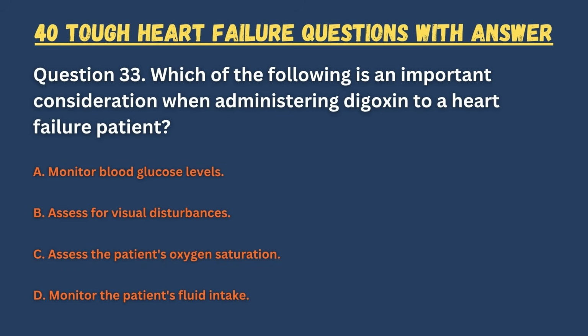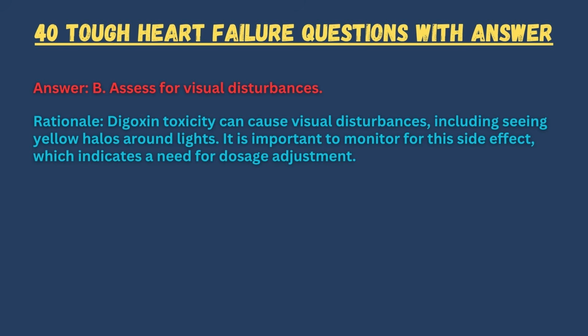Question 33. Which of the following is an important consideration when administering digoxin to a heart failure patient? A. Monitor blood glucose levels. B. Assess for visual disturbances. C. Assess the patient's oxygen saturation. D. Monitor the patient's fluid intake. Answer: B. Assess for visual disturbances. Rationale: Digoxin toxicity can cause visual disturbances, including seeing yellow halos around lights. It is important to monitor for this side effect, which indicates a need for dosage adjustment.